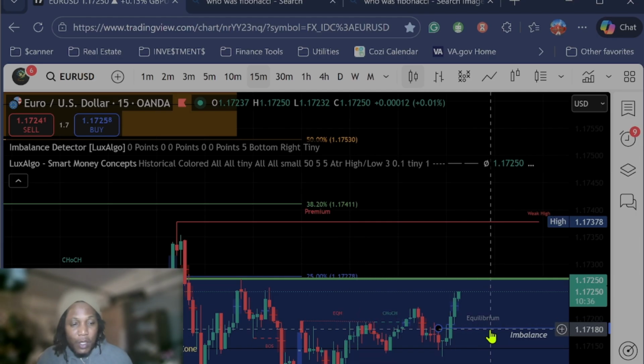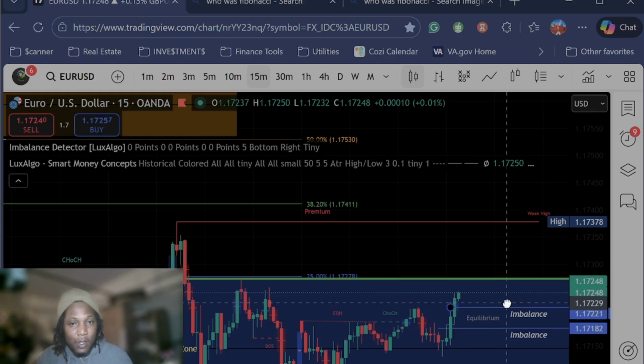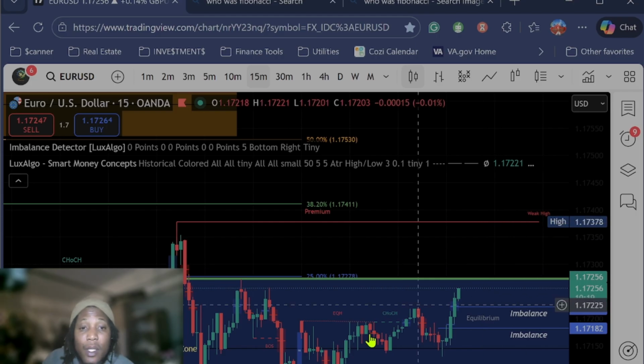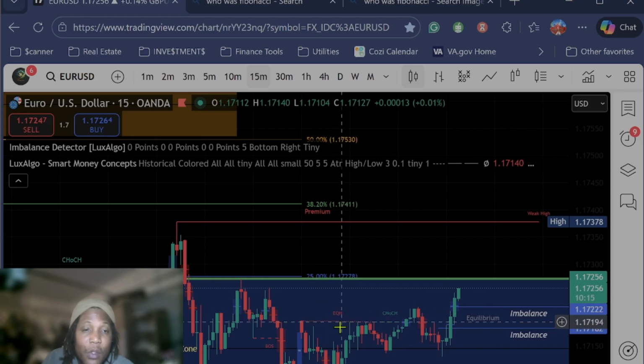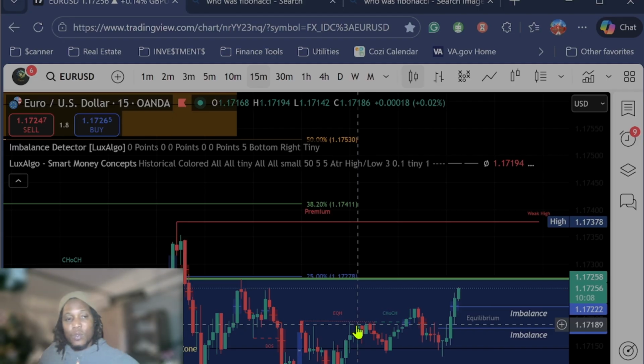So the market also just created another imbalance right here. I use these as magnets, because price is going to come back and test these. Best believe those two areas are going to get touched. These are equal highs. Price is telling you that here is equal to this. That's why I like the indicator, because the indicator tells you what's going on.